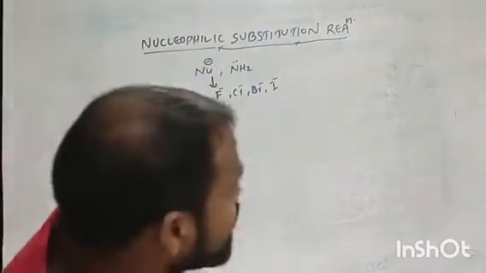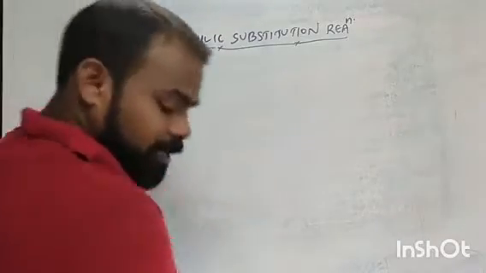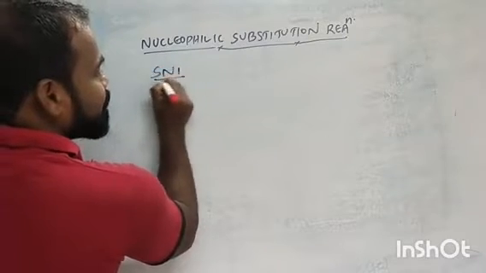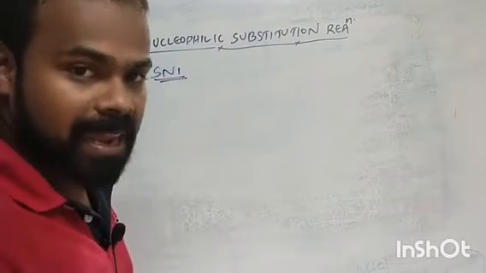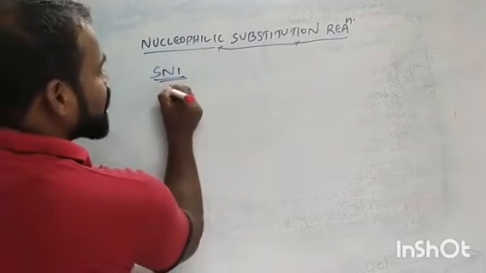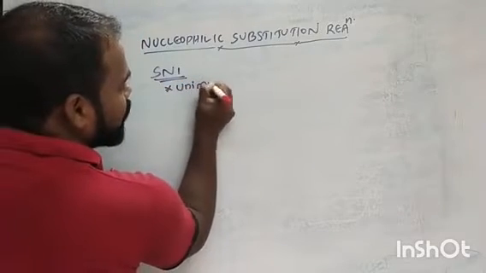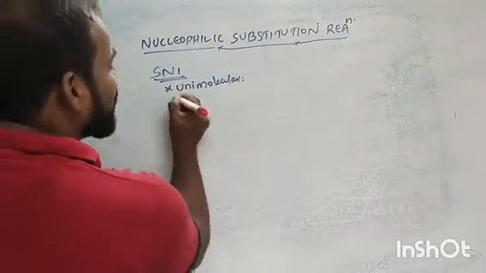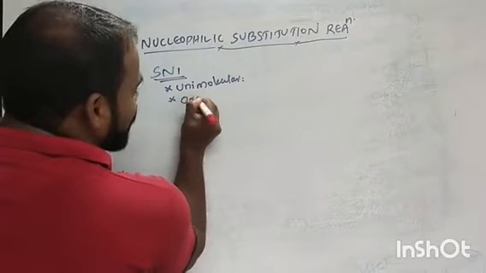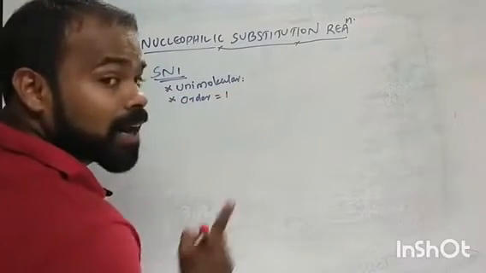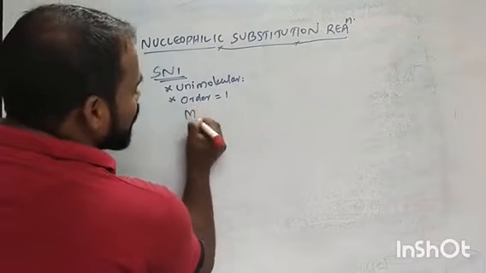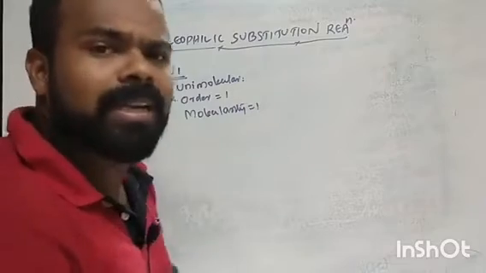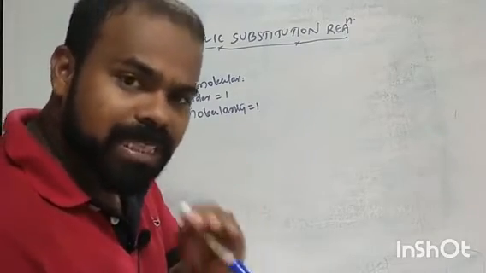Simple. Here, the types are very important. There are two types of nucleophilic substitution reaction. Number one, SN1 mechanism, otherwise SN1 reaction, that is called unimolecular. If a reaction is unimolecular, surely its order is equal to 1, and also its molecularity is equal to 1. What is the meaning of that? I will explain in detail.